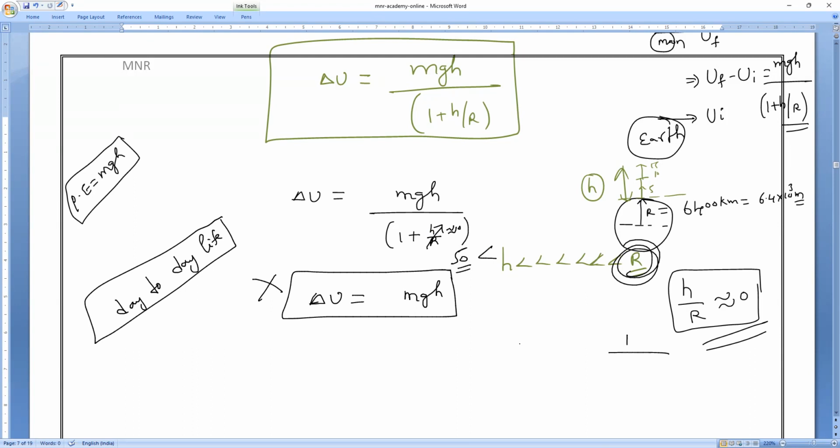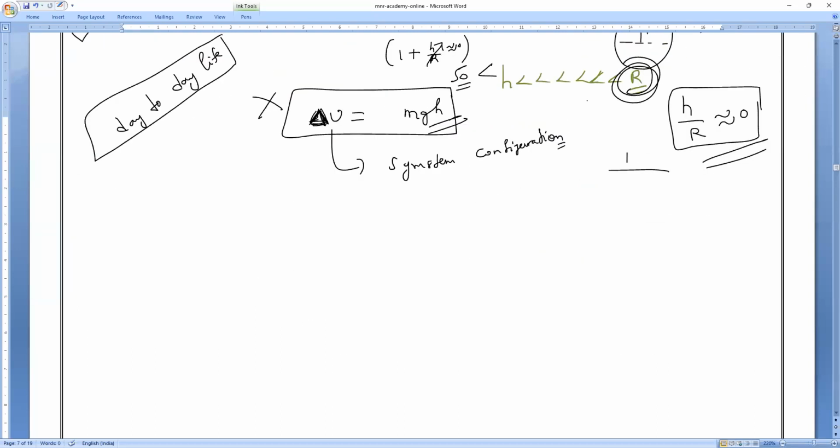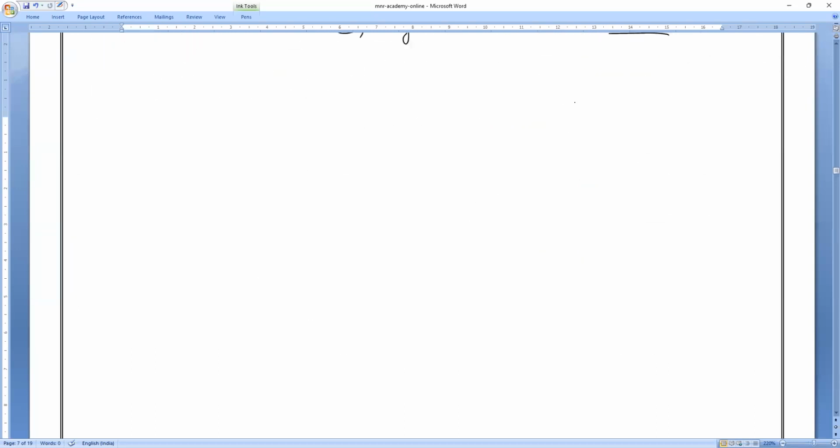So what will happen, everybody? The change in the entire system, not for a body. So for the entire system configuration, change in potential energy equals mgh. This is the formula we are using in our daily life. I hope you connected with me exactly. Do you all understand, everybody?